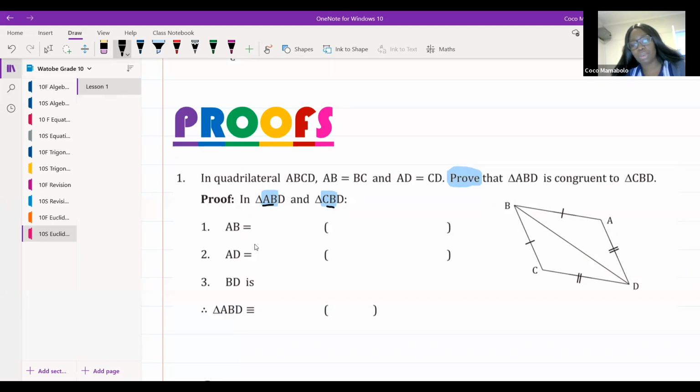What is AB equal to? Good. It's equal to BC or CB. I don't mind in what order you write it. It's the length. Good. I'm going to write CB because I don't like putting my triangles in the weird order. And then I'm going to go to my drawing and check. Okay, AB is equal to CB. All right, we're on the right track.